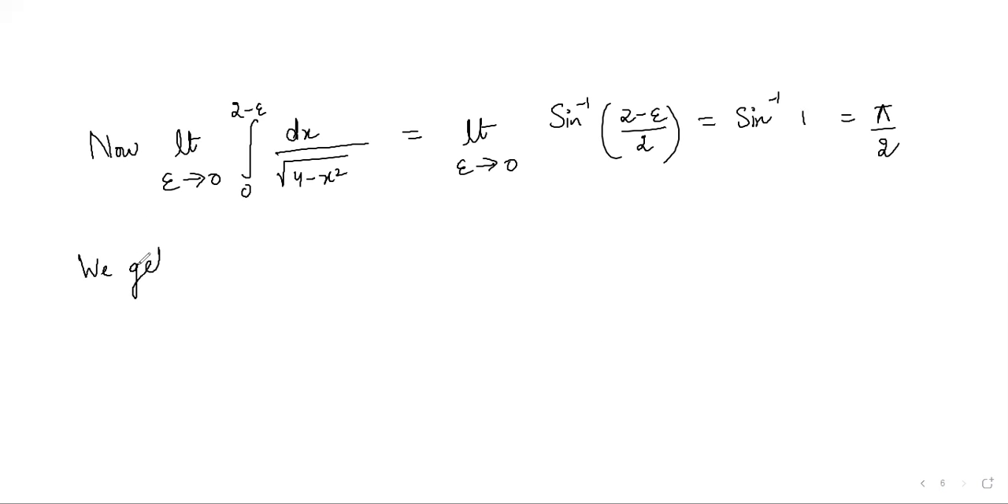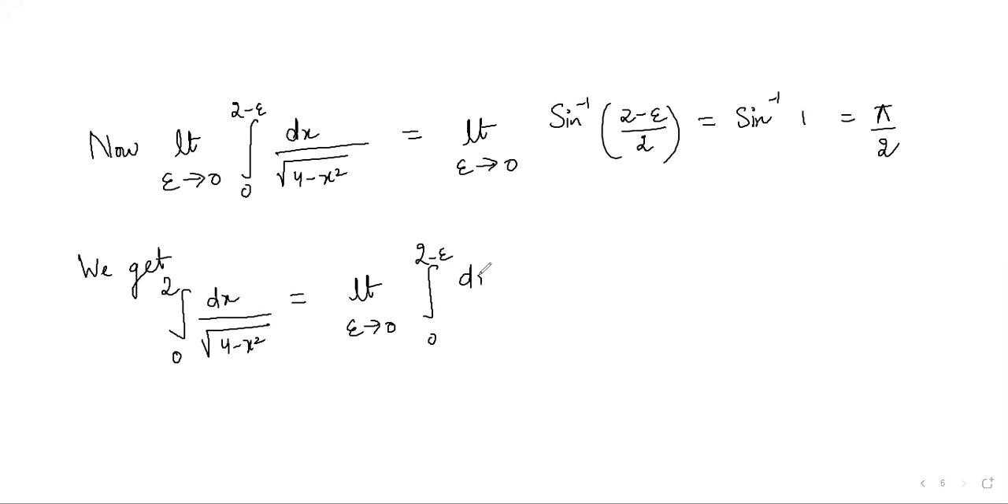We get that the integral which we have to find out, this improper integral exists. It will be given by this limit, and this limit we have evaluated here, this limit is pi by 2. So this will be the answer here.